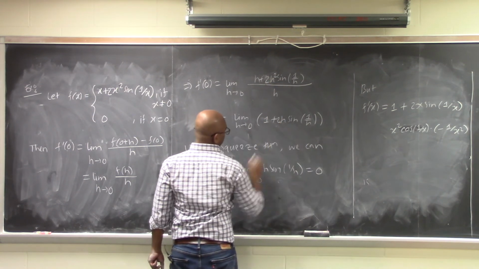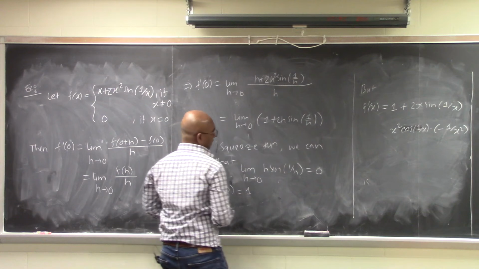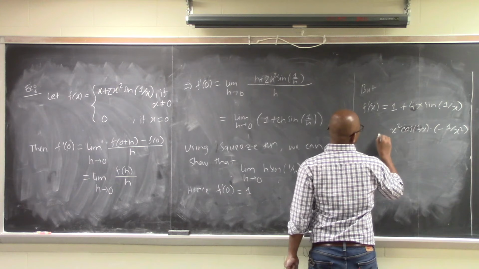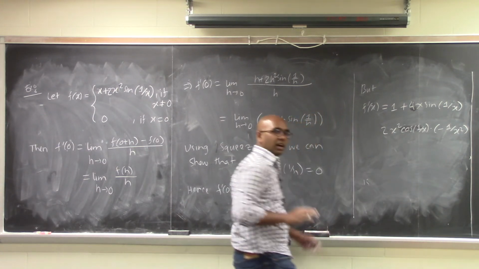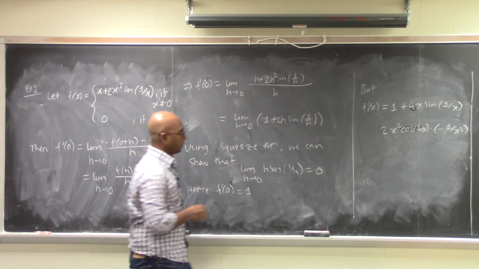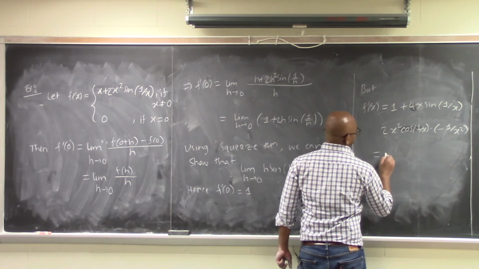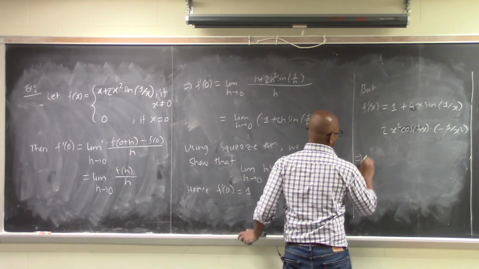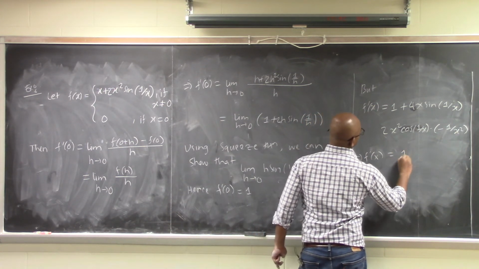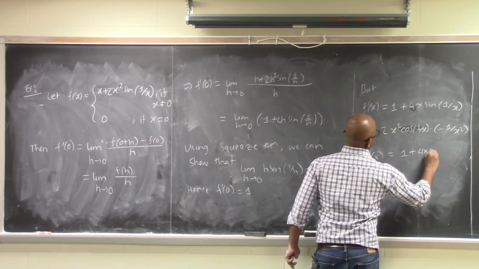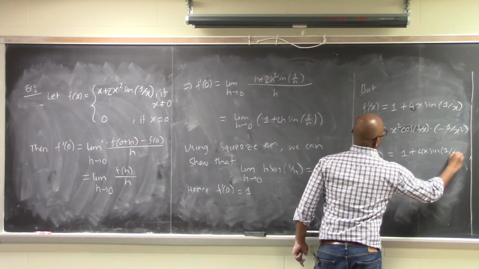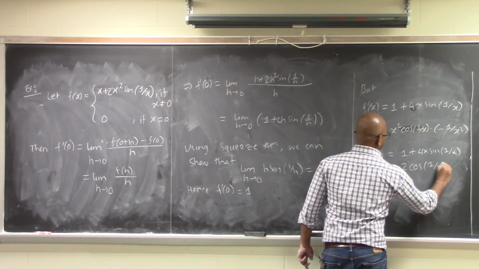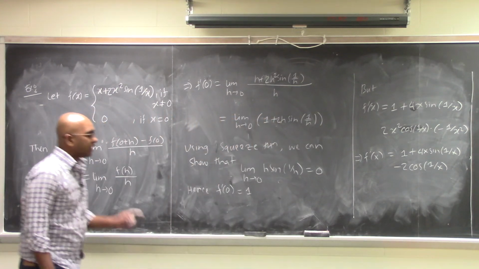So this is 2h, and this goes to 0, so this is 1, so then this is going to be 4x and 2x squared. I'll tell you why I need that too. Now this is 1 plus 4x sine 1 over x, and this is negative 2 cosine 1 over x. So that's the derivative, right?